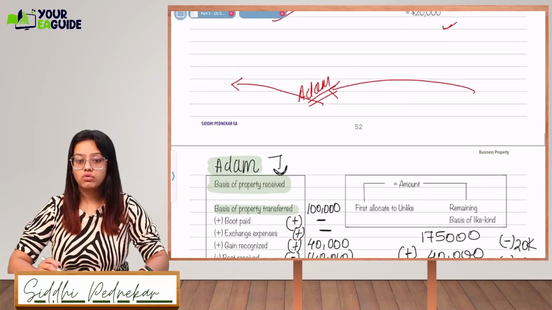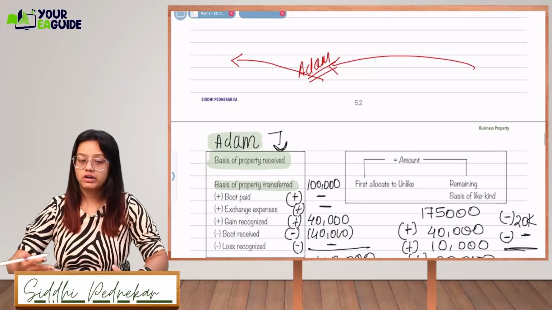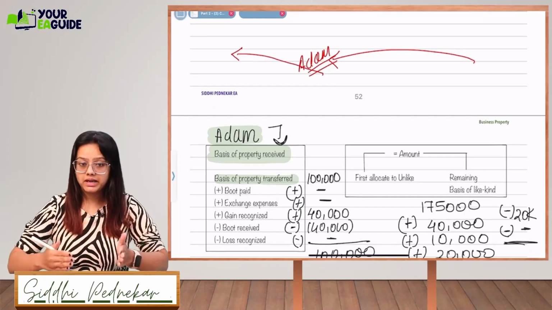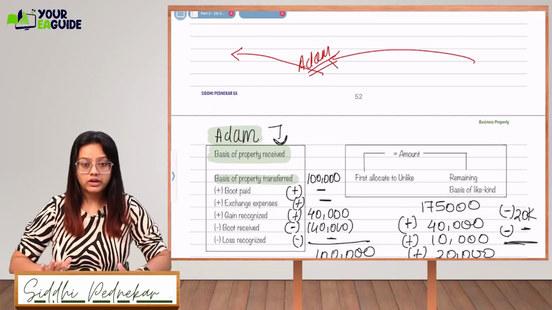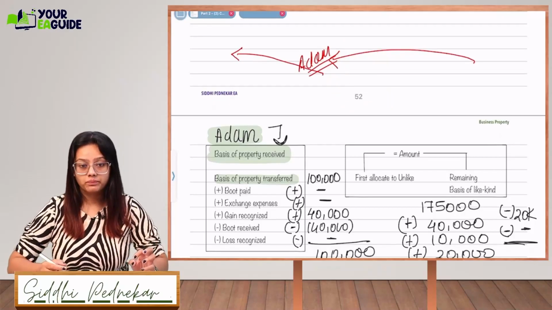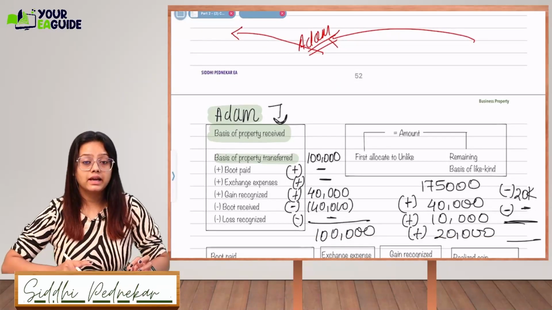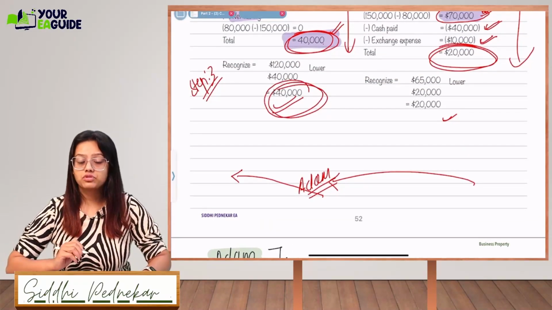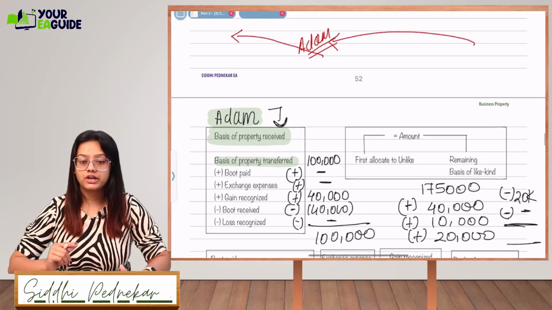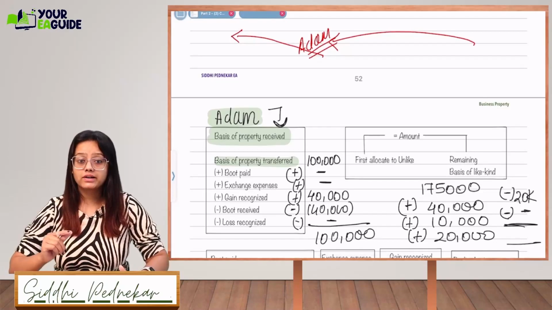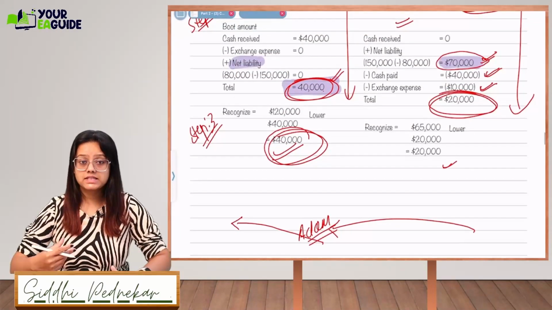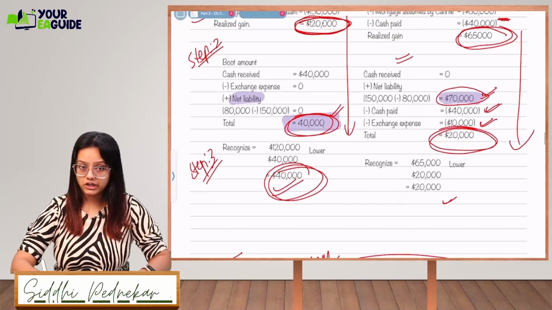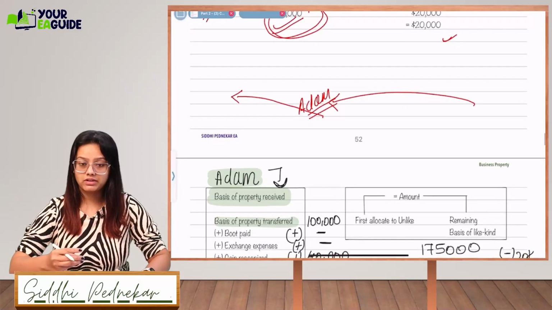Now what you are going to do: whatever payments you have made, add them. Whatever benefits you are receiving, reduce them. So did Adam make any boot payment? No. Did he make any exchange expense? No. Did he recognize the gain? Yes, he recognized the gain and paid tax on 40,000. So step 3, you are going to add it over here straight away. Minus boot received. Did he receive any benefit? Let's see step 2. Yes, 40,000. So step 3 will be added, step 2 will be reduced. And before that, you have to check whether he has paid anything.